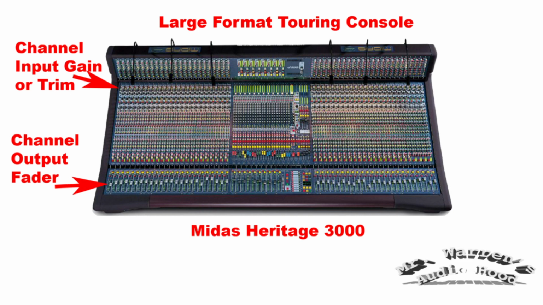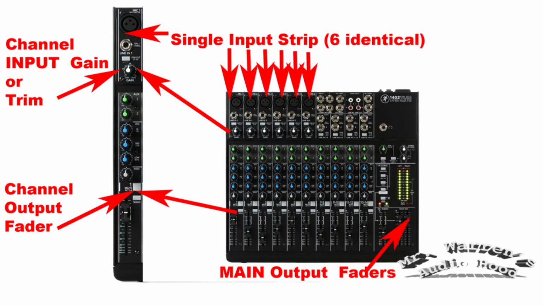This picture is of a Midas Heritage 3000 console. It has 48 inputs, but don't let all the knobs frighten you. It is basically just 48 copies of the same thing from a functional standpoint. And each of those 48 channels has, as you guessed it, an input trim, usually at the top near the meter bridge, and an output channel fader down to the bottom close to where your hands would be.